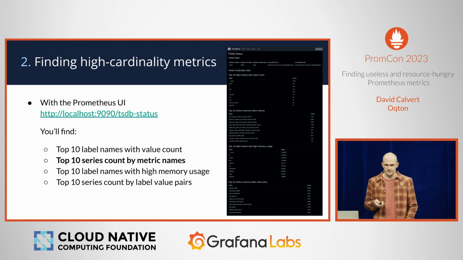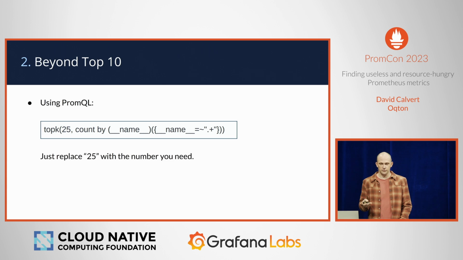As you may have seen on the Prometheus UI, you have a TSDB status page where you will find a lot of useful information about the TSDB, one of which is the top 10 series count by metric names, which is basically the metrics cardinality. And if you want to have more than the top 10, you can use PromQL to do so. Just replace the number with the one you'd like in this PromQL query, and you will have the list.